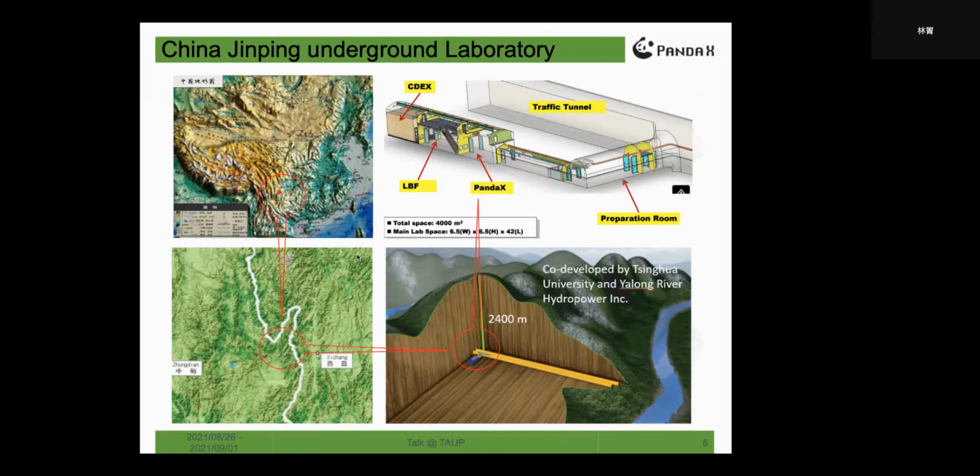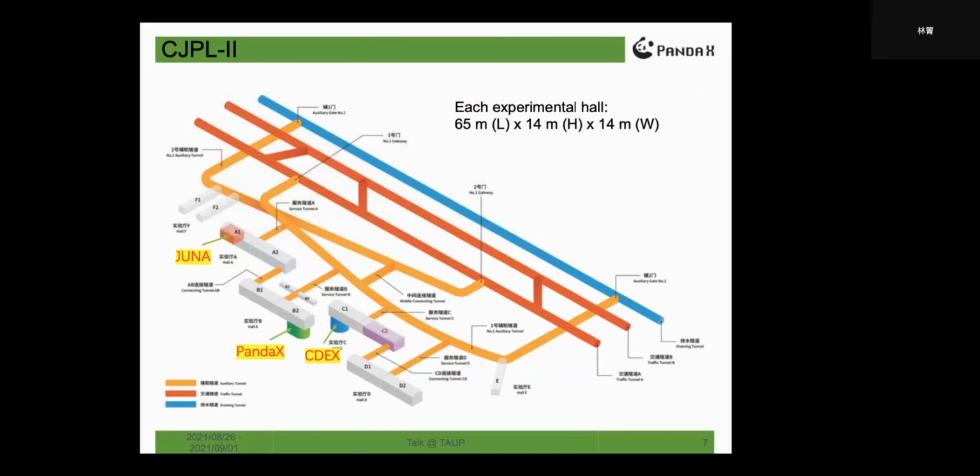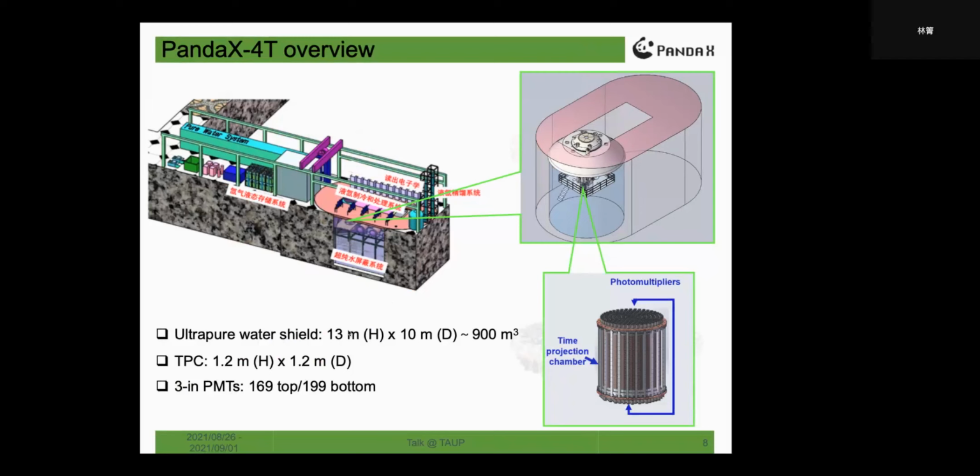The PandaX experiment series is located in China Jinping Laboratory, which is near Xichang City in Sichuan province. The lab is in the middle of a long tunnel and has a rock overburden of 2,400 meters, which is the deepest in the world. The first two phases of the PandaX experiment were conducted in the CJPL-I lab. In 2019, the PandaX experiment moved to a larger home, the CJPL-II lab. We are now using the B2 hole, having a space of 65 meters in length and 14 meters in width and height. Here is a schematic of the B2 hole.